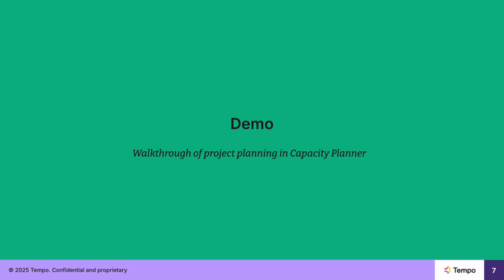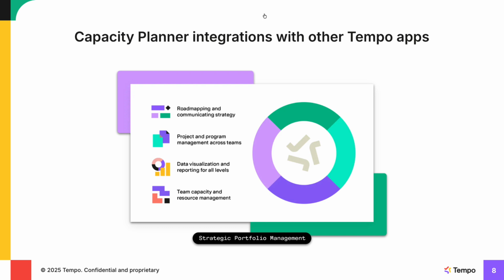Thanks for that demo of how to plan out your projects. Now, let's go over how Capacity Planner integrates with other Tempo apps. Tempo has a whole suite of apps that can work together to provide business solutions, such as flexible program management, customizable reporting, and comprehensive insights to manage programs and portfolios of any size and complexity. But let's get more specific about how Capacity Planner integrates with these apps.